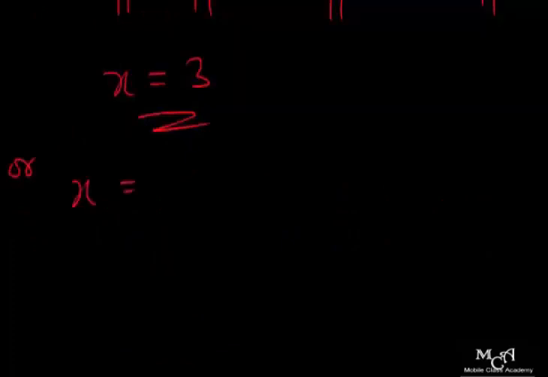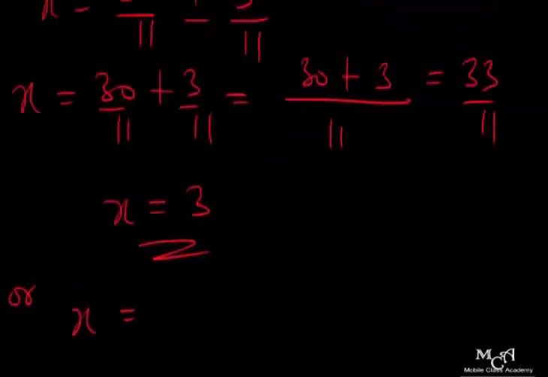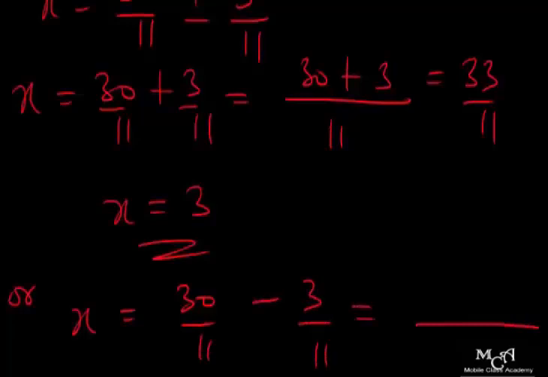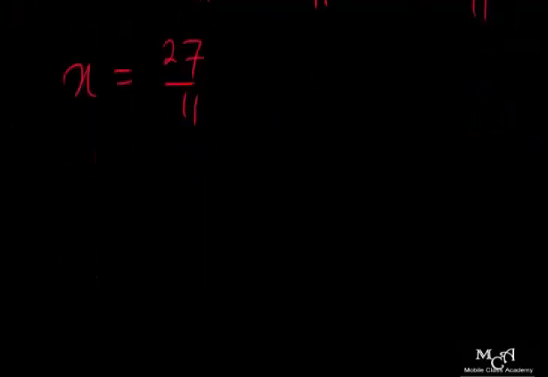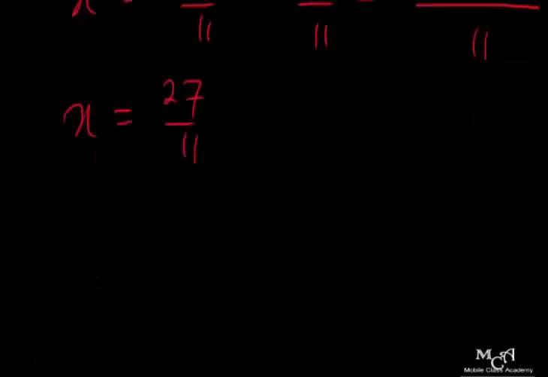Now let's get the minus case. I have 30 over 11 minus 3 over 11, which the LCM is also 11. So that gives me what? 30 minus 3, which I now have x is equal to what? 27. So that means this is 27 over 11. So that's the two values of x. Now let's get the values of y.